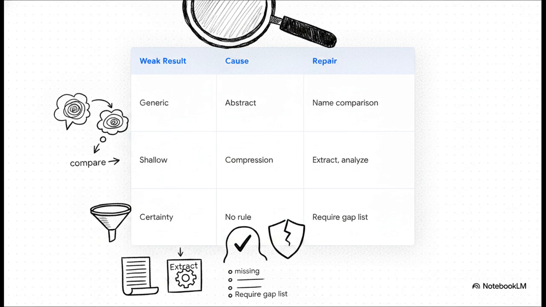Now, if you get a really shallow summary, you probably asked for compression before discovery. The repair there is to use our extract then analyze workflow. And if the AI invents certainty, when it sounds incredibly confident about something totally vague, it's because you didn't define a failure behavior. You absolutely must explicitly require it to list out any missing evidence.